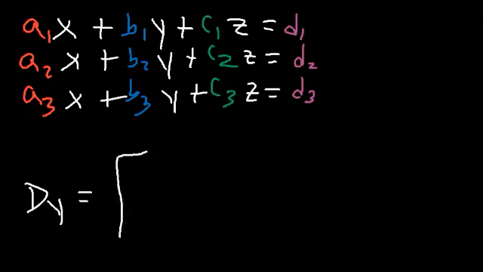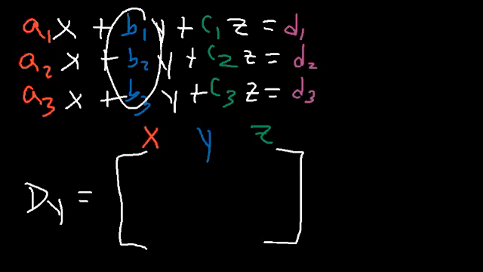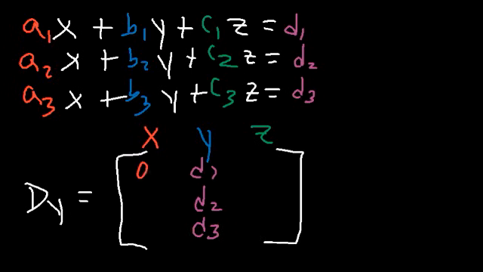So for dy, we have the x, the y, and the z column. This time we're going to replace the coefficients of y with d1, d2, and d3. So this is going to be in the middle. And then on the left, the coefficients of x are going to remain the same. And on the right side, we're going to have c1, c2, c3. So that's how you set up the 3x3 matrix for dy.